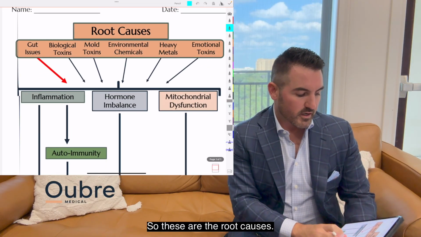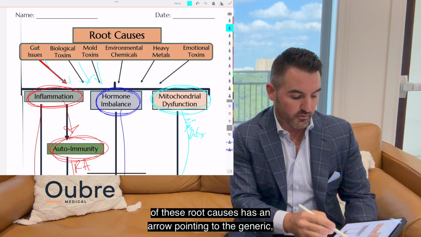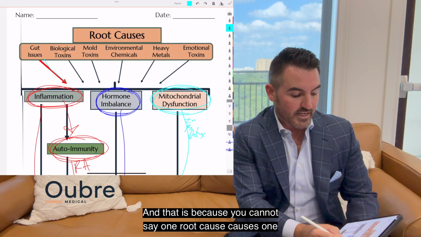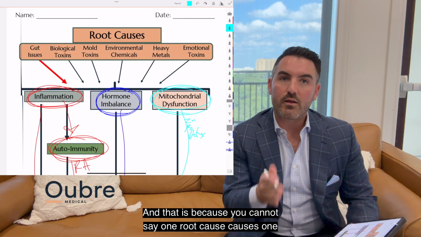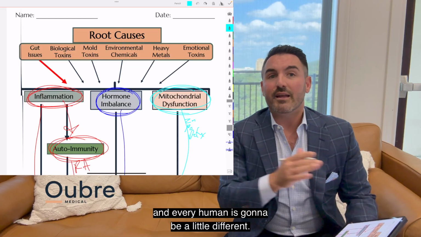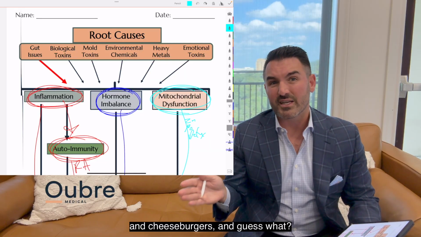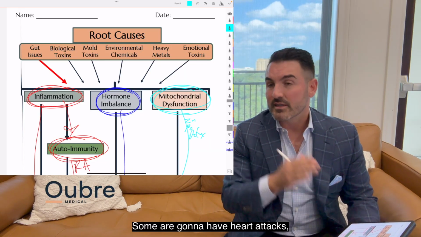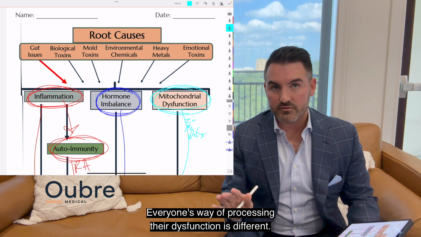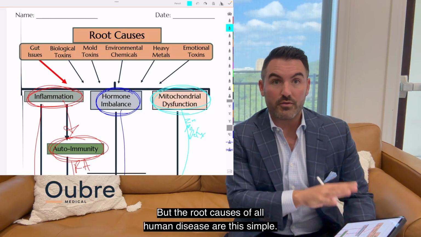So these are the root causes. Now, you will notice that each of these root causes has an arrow pointing to the generic bar above: inflammation, hormones, mitochondria. And that is because you cannot say one root cause causes one problem, which causes the next problem. In every human, it's going to be a little different. You feed enough Americans McDonald's and cheeseburgers, and guess what? Some are going to have heart attacks, some are going to get dementia, some are going to get cancer. Everyone's way of processing their dysfunction is different, but the root causes of all human disease are this simple.